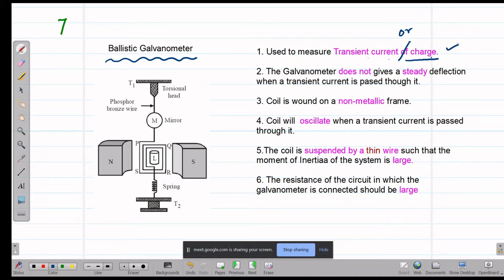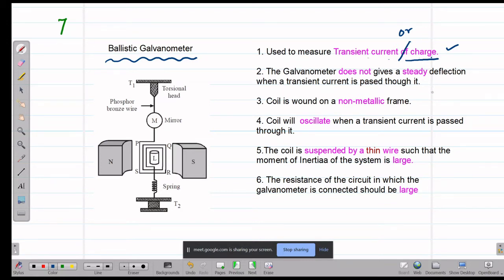The second thing is, in the case of a ballistic galvanometer, I will come back to the construction a bit later. As the transient current passes through it or as the charge passes through it, the galvanometer will not give a steady deflection. On the other hand, it will start to oscillate. Remember, in the deadbeat galvanometer we said the galvanometer will give a steady deflection and it will not oscillate. But in the case of ballistic galvanometer, it will oscillate. And we can measure these oscillations, period of oscillation, etc. And we will see that in the theory of this galvanometer.